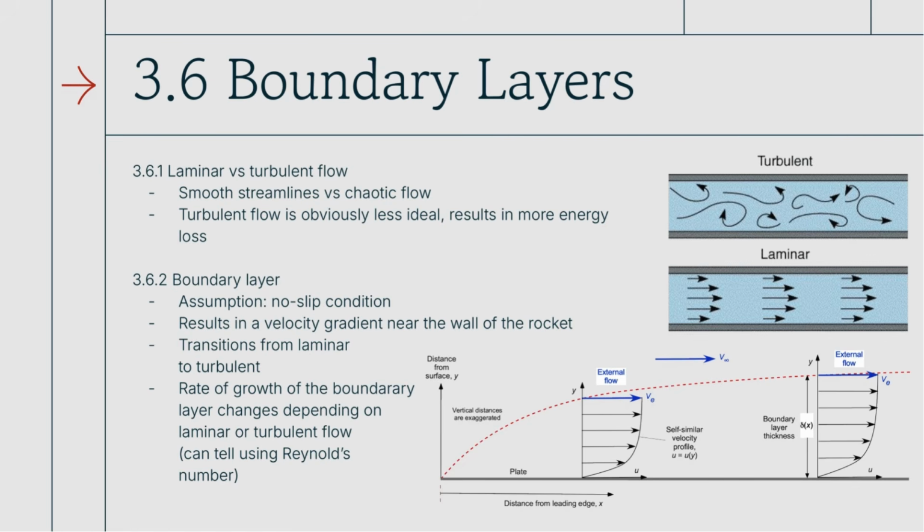And basically what that means is it results in this velocity gradient near the wall. Your velocity is 0 at the wall, and then it gradually increases until you get to the general speed of the rest of the flow. And so that boundary layer grows. The thickness of that boundary layer grows by some function depending on if the flow is either laminar or turbulent. So this is where you can bring in the Reynolds number. The Reynolds number obviously is dependent on the velocity of your flow.